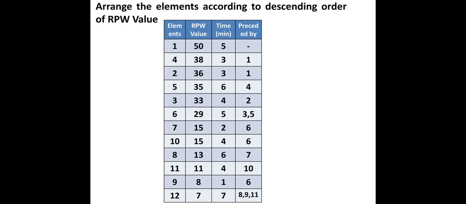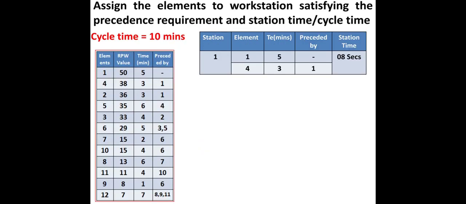So now arrange the elements according to the descending order of RPW values. So 50, 38, 36, and corresponding to those, the element time and the precedence are written. In doing so, if you see, this precedence constraint will be taken care of. It will be very easy for you to assign the elements to the workstation. Now let us see how we will assign the elements.